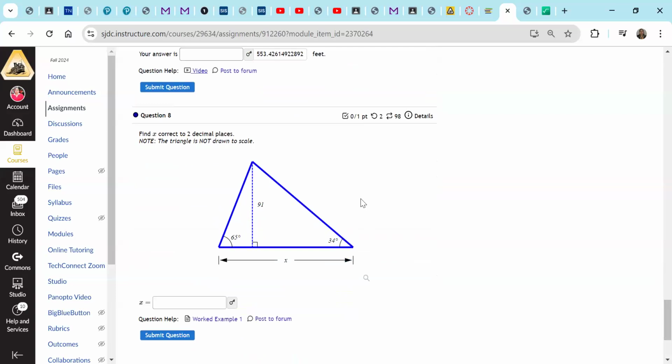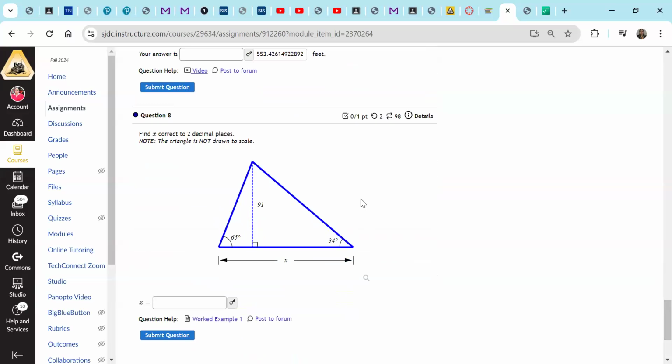Number 8 is also on the angles. Find x correct to 2 decimal places. Triangle is not to the scale. We are seeing 65 degrees on one side and 34 degrees on the other side, and we are seeing the height as 91 degrees. And we are supposed to find the x.